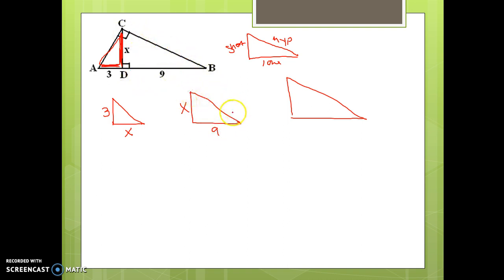I don't know the hypotenuse, so I'm not going to put anything there. And then for the whole big triangle, I don't know the short leg. I don't know the long leg. The hypotenuse is all the way from A to B, so that's 12.